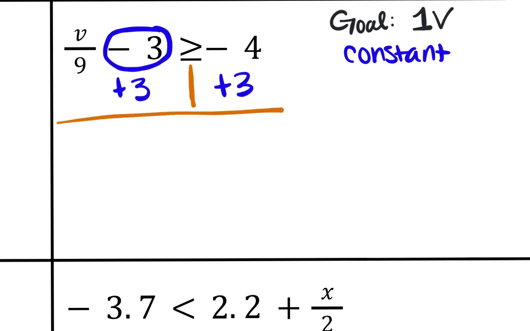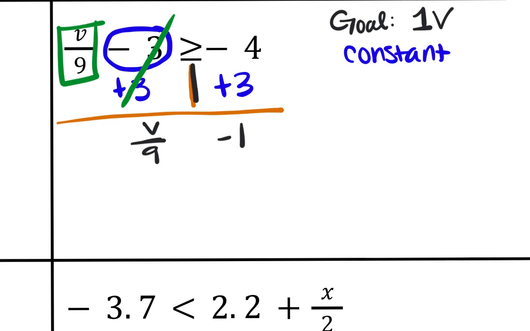-3 and +3 cancel each other out. I still have this v over 9, so I'm going to bring it down. -4 plus 3 is -1. I have not multiplied or divided by a negative, so I can bring my symbol straight down. So my new inequality is v over 9 is greater than or equal to -1.